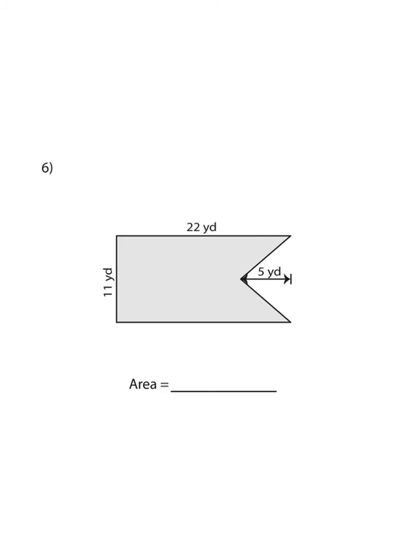Okay, what I can do on this one, I've got right here it looks like a rectangle, but I have a part missing from it. So what I need to do is find the area of the rectangle and then subtract that part that's missing from it. So I'm going to start with area of a rectangle, which is area equals base times height. So that would mean area equals, my base would be this 22 and my height would be 11. So that would be area equals 22 times 11. And that would be 242 square yards.